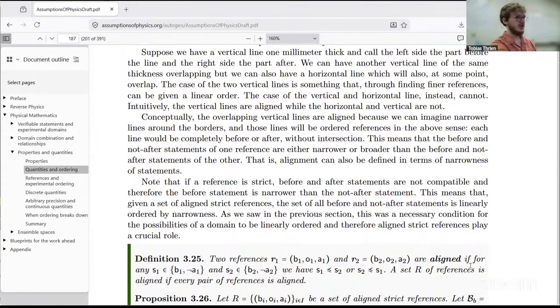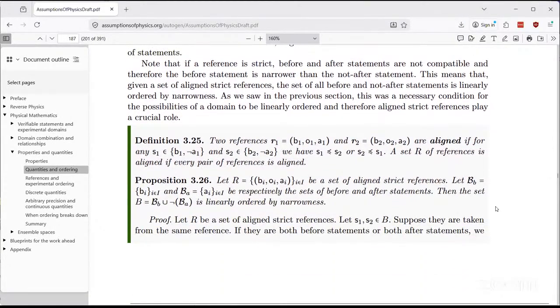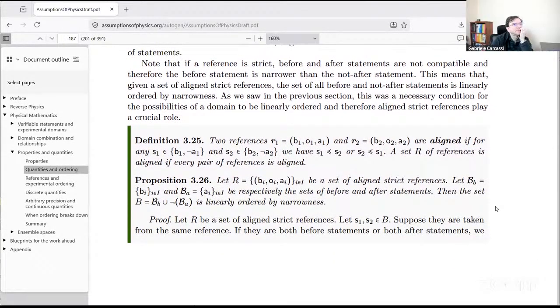Note that if a reference is strict, before and after statements are not compatible, and therefore the before statement is narrower than the not after statement. This means that given a set of aligned strict references, the set of all before and not after statements is linearly ordered by narrowness. As we saw in the previous section, this was a necessary condition for the possibilities of a domain to be linearly ordered, and therefore aligned strict references play a crucial role. Does it make sense intuitively?